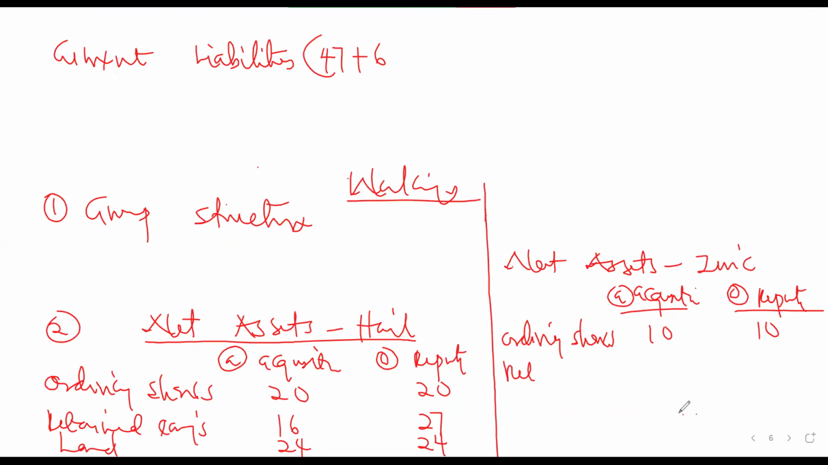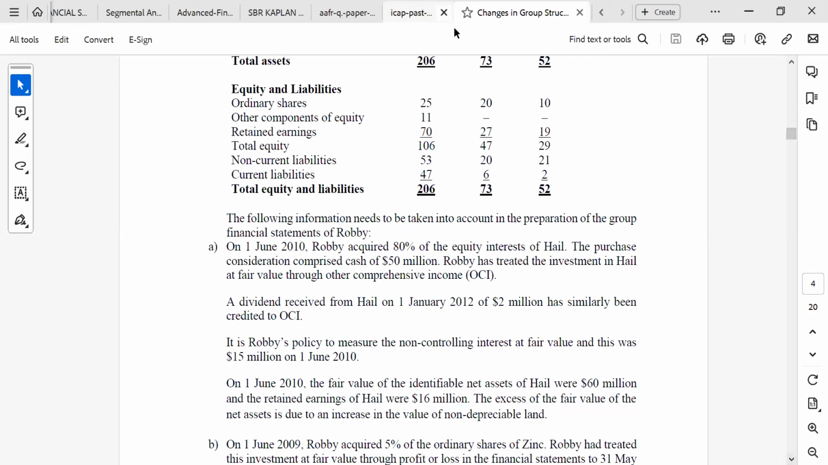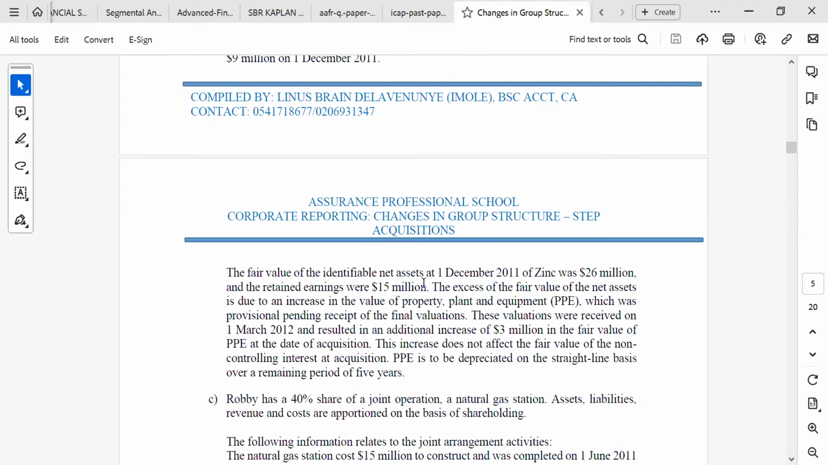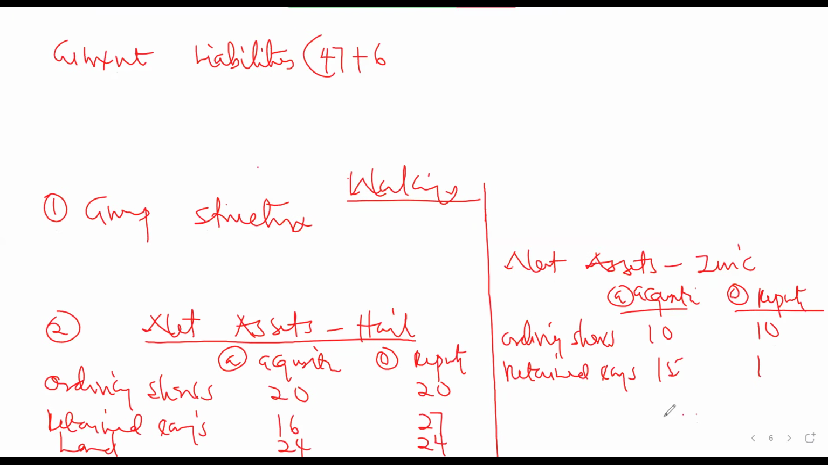Then their retained earnings. The question has given us the retained earnings at acquisition. Reporting is 19 million. Let's go to acquisition. I'm sure acquisition is 16 million or something. The value of the net assets at 31 December was 26 million. The excess of the fair value of the net assets is due to an increase in property, which was provisional pending the receipt of the final valuation. So the retained earnings is 15 million at acquisition, and this was 19 million.